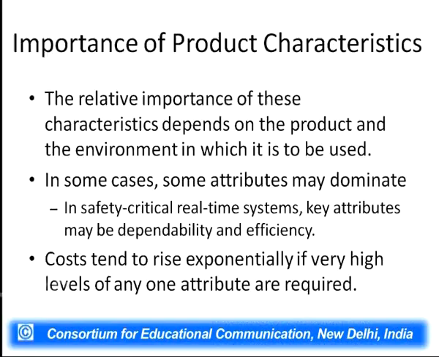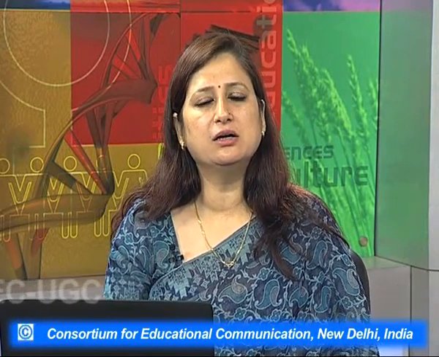So, it is very important to note the importance of these characteristics which we just discussed on the product. The relative importance of these characteristics depends upon the product and the environment in which it is to be used. In some cases, some attributes may dominate, in other cases some other attributes may dominate. For example, in safety critical real time systems, the key attributes may be dependability and efficiency. In other kinds of systems, the importance could be given to usability.